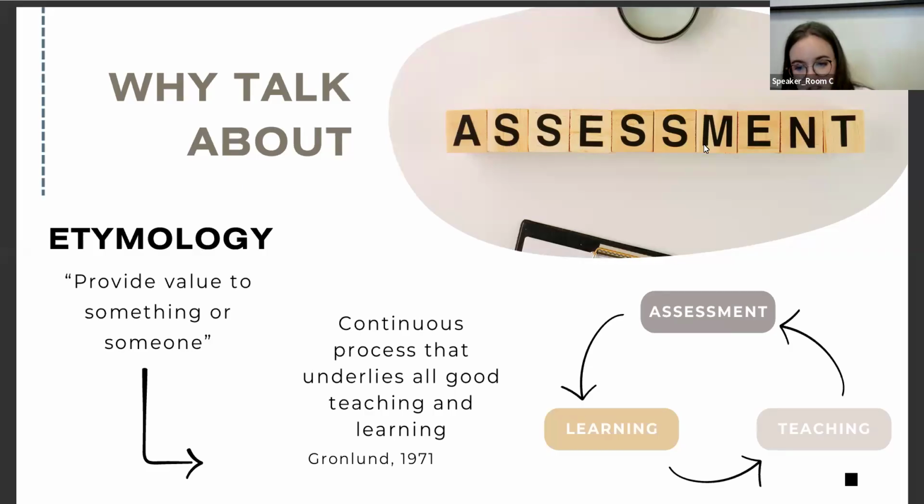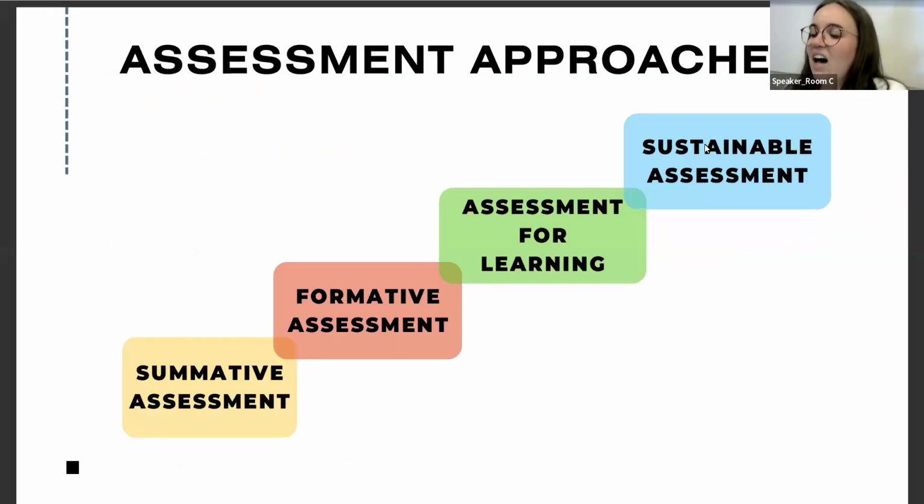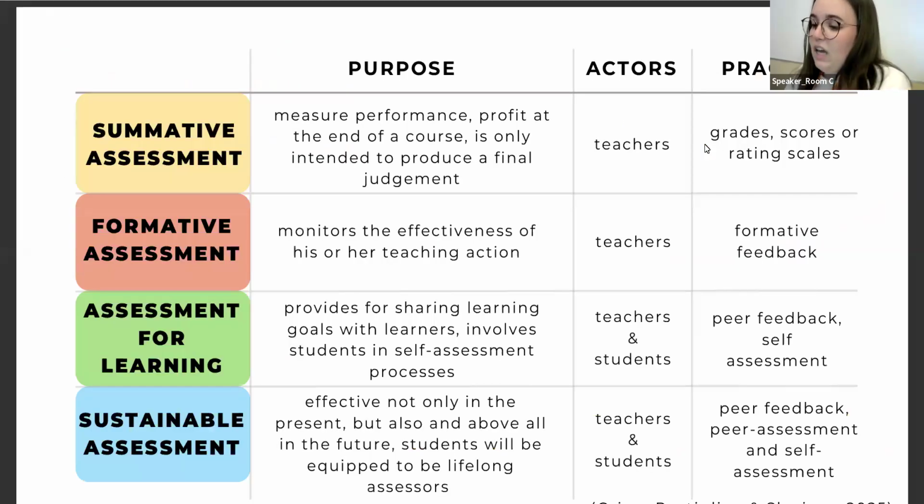And in research, we can find the four main assessment approaches that we can use in schools and in higher education: the summative assessment, the formative assessment, the assessment for learning, and the sustainable assessment. And you can see here a brief overview of all the four approaches and their purpose and their practices.